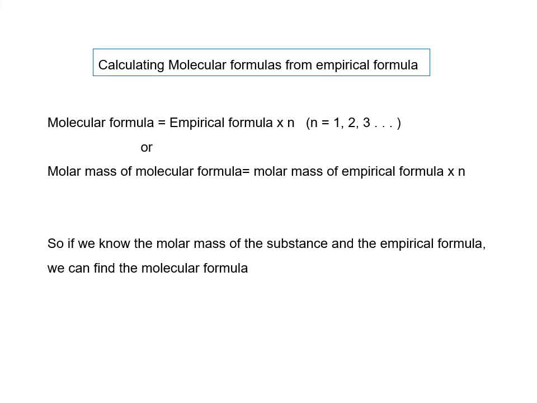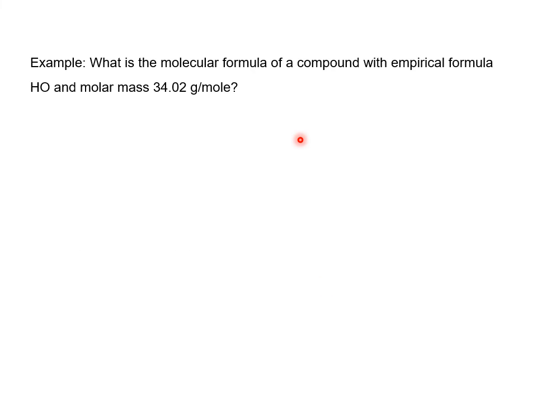All right, so now let's go ahead and look at how we would calculate the molecular formula if we were given the empirical formula. So remember that the molecular formula is equal to the empirical formula times a whole number n. This means that the molar mass of the molecular formula is equal to the empirical formula mass times the value n. So if we know the molar mass of a substance and we know the empirical formula, we can find the molecular formula. So let's look at this example here. What is the molecular formula of a compound that has empirical formula HO and molar mass 34.02 grams?